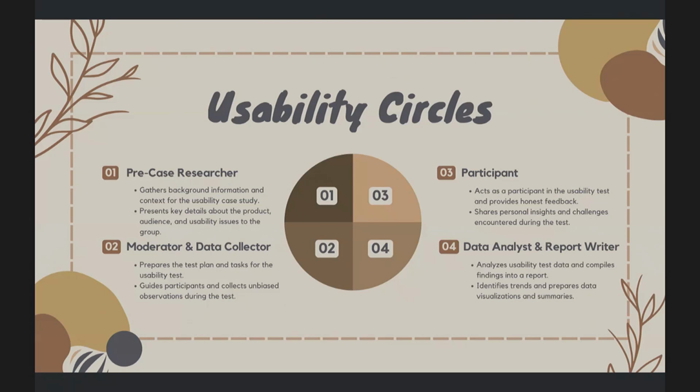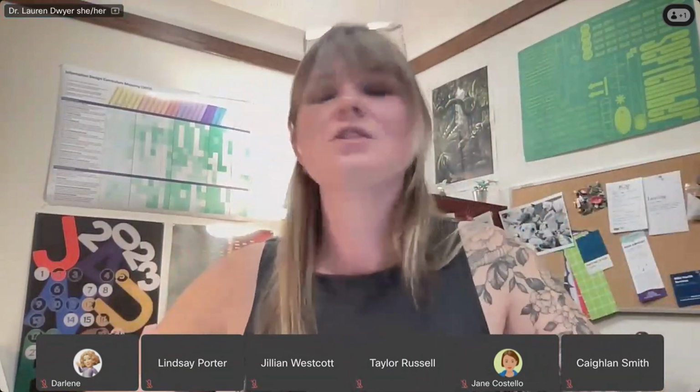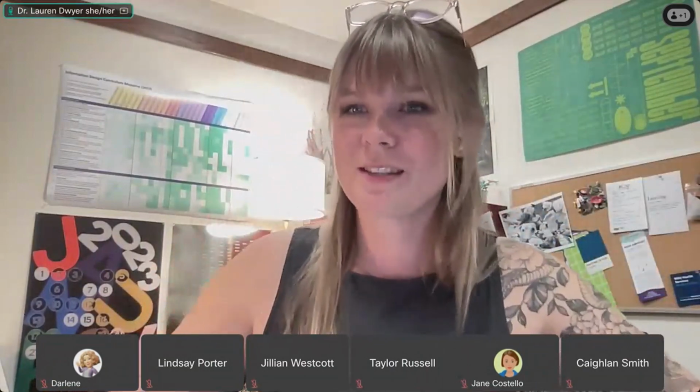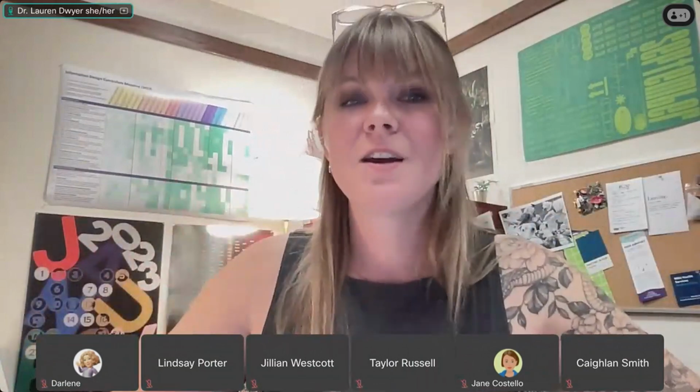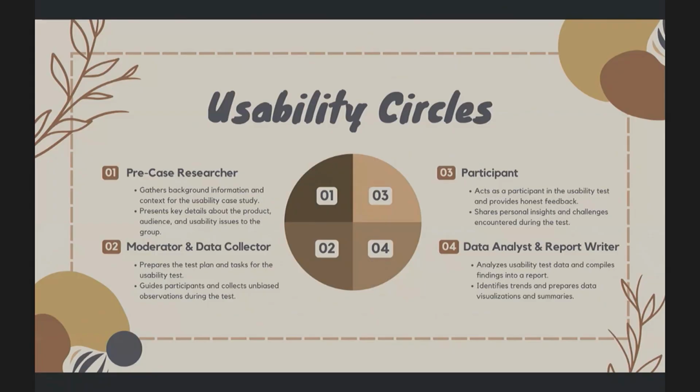The first is a pre-case researcher. So a week before the group has to do a usability circle, they receive a brief on a product. That could be a digital item like an app or a website or an interactive document, or it could be something physical like a robot, or, and this is a very benign example, but a mug. Their job is to then do all of the background research and prep the study so that when they come to class, role number 2, the moderator and data collector, can actually do the testing and do the plan and collect all of the data.